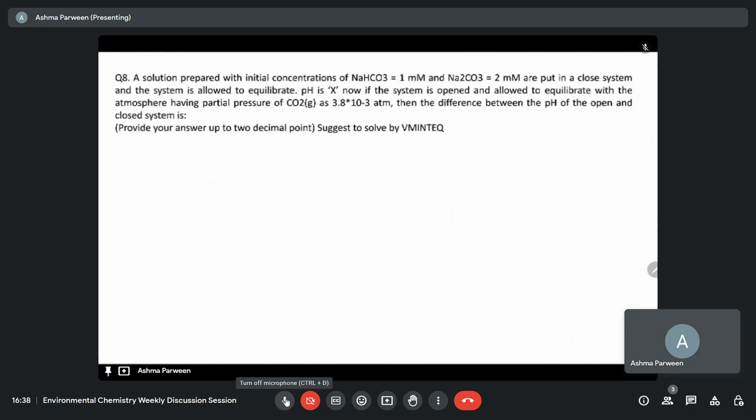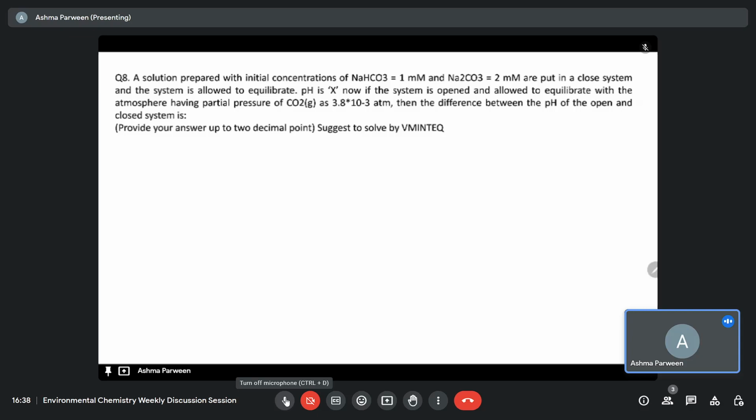Yes. So the question is, a solution prepared with initial concentrations of sodium bicarbonate and sodium carbonate is put into a closed system and the system is allowed to equilibrate. The pH is X. Now if the system is open and allowed to equilibrate with the atmosphere having a partial pressure of CO2 as this atm, then the difference between the pH of the open and closed system is.